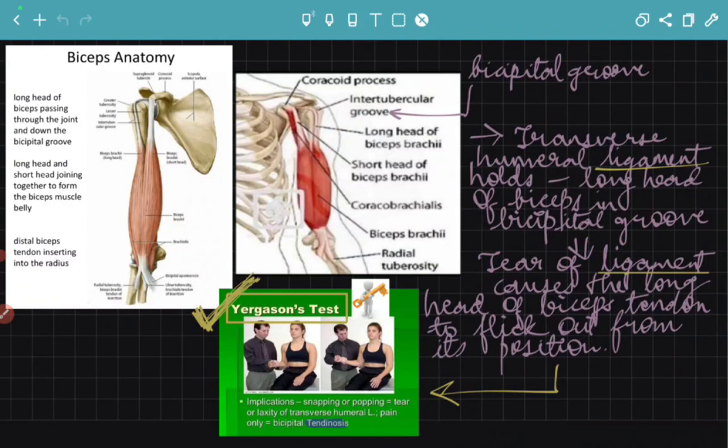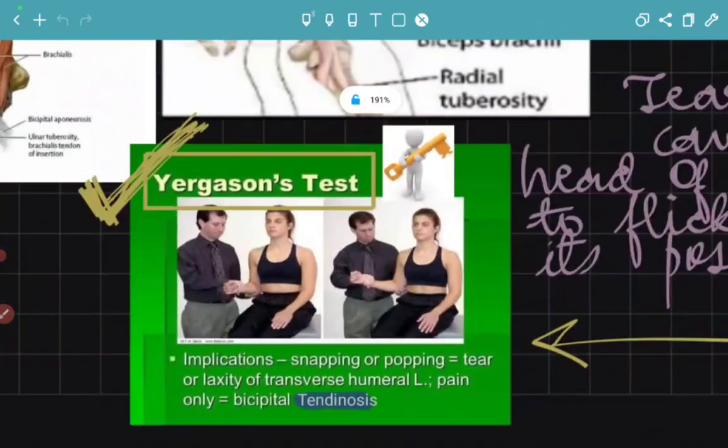To check the integrity of this ligament, we physiotherapists have a magic tool. What's the magic tool or the key of a physiotherapist to assess in patients? It's the special test. So in this case, to check the integrity of this ligament, we have a special test called the Jorgensen test. So what's this test?